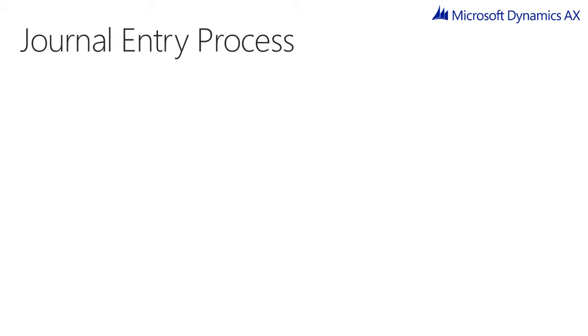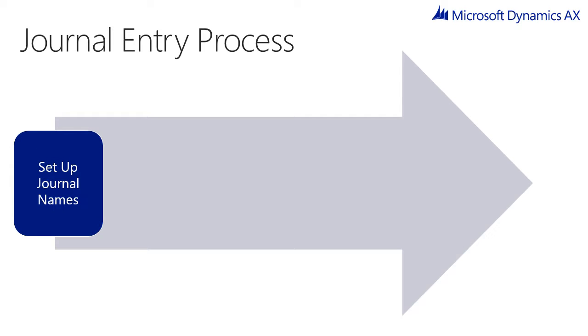Let's review the journal entry process. First, you must set up journal names. You use the journal setup for all new journals by using the name listed in the Journal Names drop-down list. This means all the journals use the voucher series, offset account, and other information that you've set up on that particular journal name.